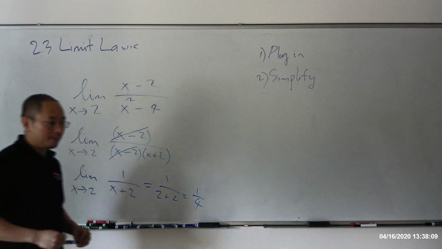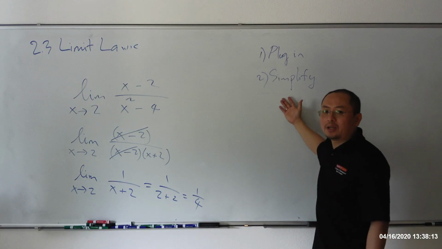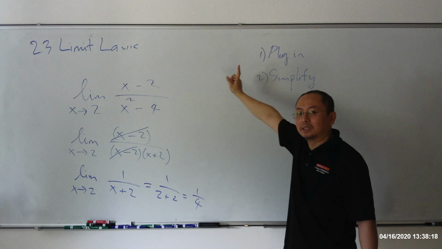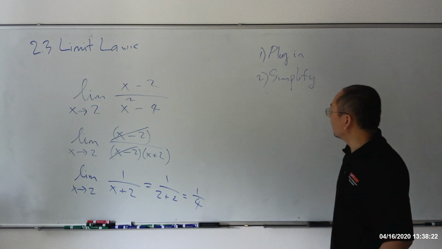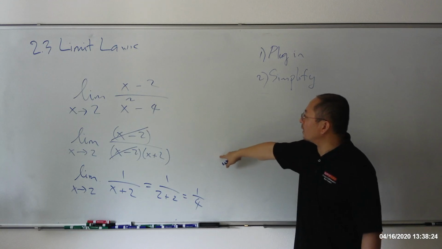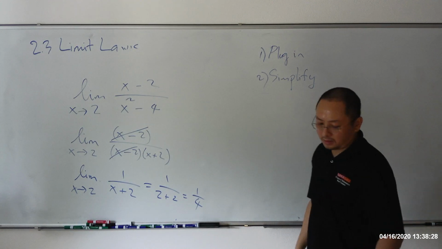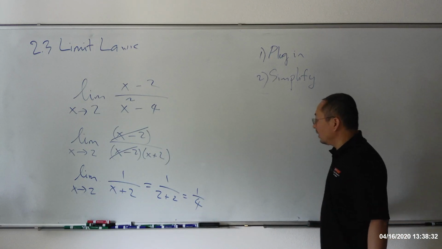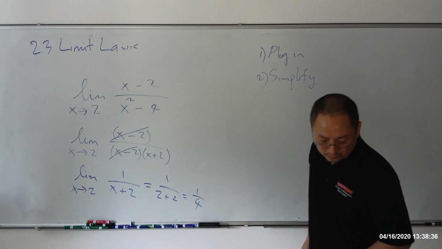Okay? Two basic steps I tried to bring in here. Number 1, plug in the value of x. If it works, you're done. If it doesn't work, you try to simplify the function. In this particular example, the second one right here, we can factor and cancel out the common factor to solve. Let's try another one. We'll look at the example.